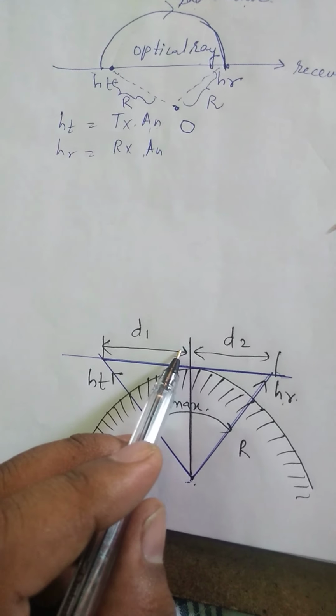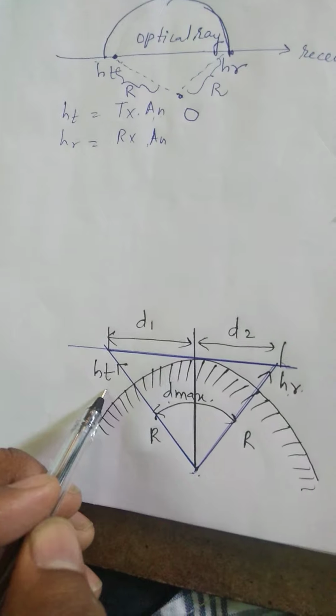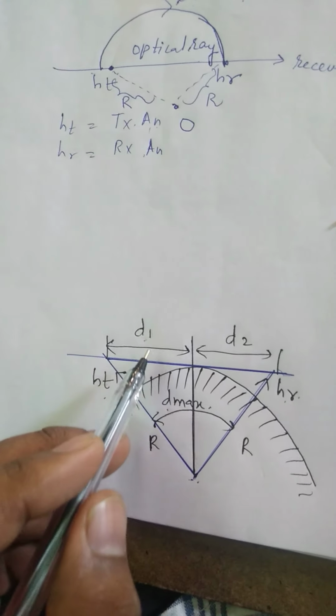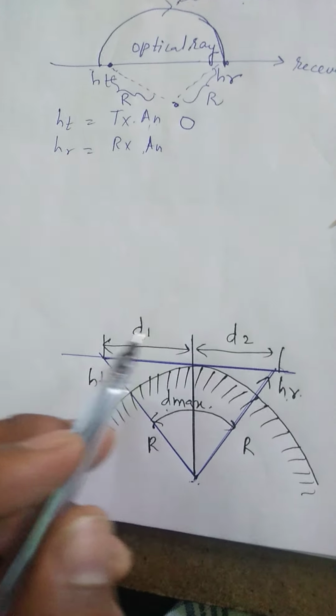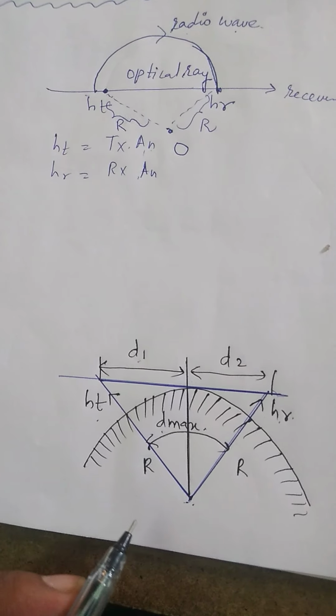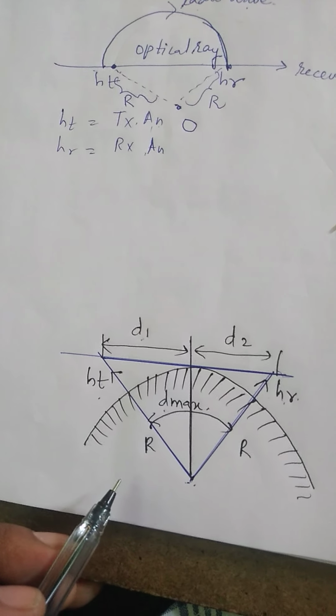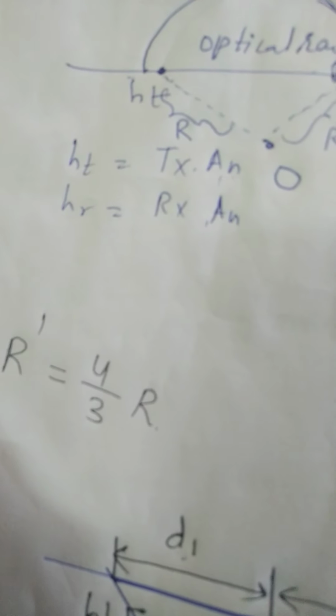For getting this, what are we considering? We are considering one end, the transmitter of height HT, with a distance of D1. Similarly we have the receiver of height HR, and from that we have one more distance D2. So we want to find out the point from where it is going to be obtained. For the standard atmospheric condition, that can be obtained by considering R dash. What is R dash? R dash is equal to 4 by 3 times R. R dash is the effective radius of the earth under standard atmospheric condition.